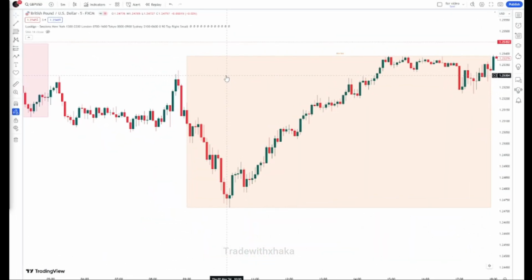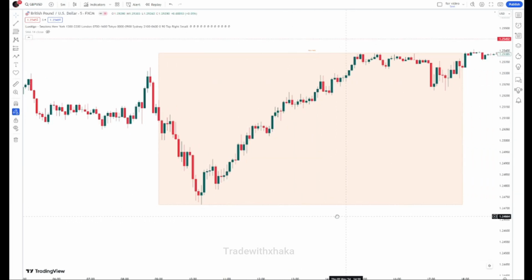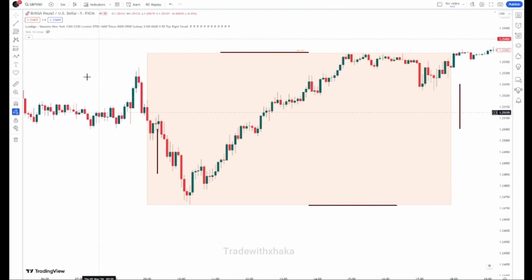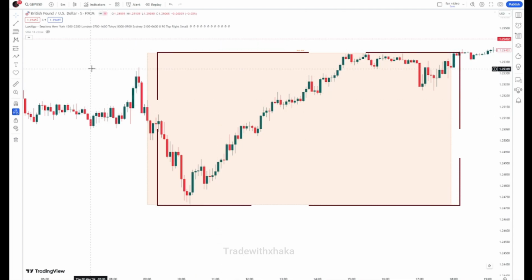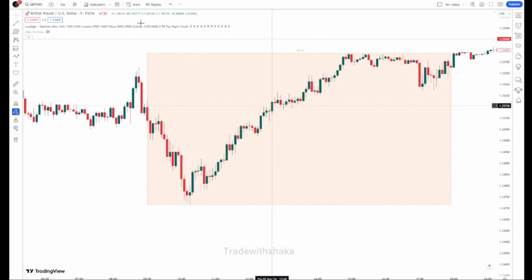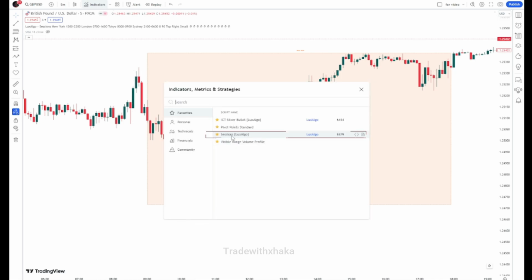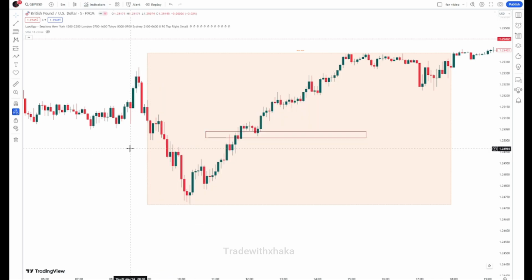Hello guys, so let's take a quick example on GBP USD. Everything is set here. The pair we are trading now is GBP USD, on the 5 minute time frame. This zone that is marked is the New York session, which is our session to trade this strategy. If you don't know how to get this, go to your indicators and search for Session by Lewis Argon. Do you understand? Session by Lewis Argon.